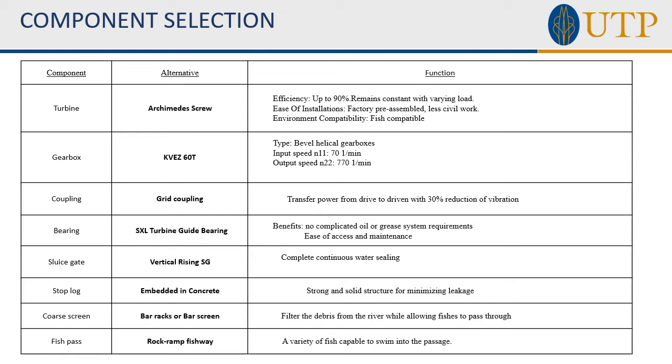Next, the coarse screen bar, or bar screen. The function is to filter the debris from the river while allowing the fish to pass through the screen. And lastly, the rock ram fishway. This is specially made for a variety of fish to swim into this opening and to prevent the fish from getting caught in the Archimedes screw turbine.